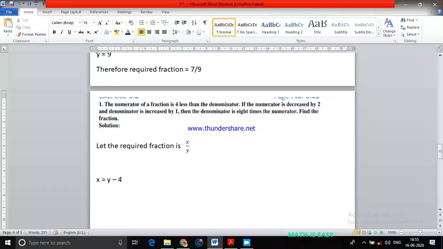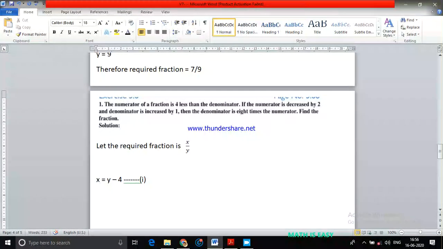For example, if the denominator is 10, then the numerator is 6. If the denominator is 190, the numerator is going to be 186. So whatever denominator you have, here the denominator is y and the numerator is x. So numerator equals 4 less than the denominator. Generally they will write 4 minus y. That is not correct. 4 less than means 4 has to be subtracted from the denominator. So this is going to be your equation 1.